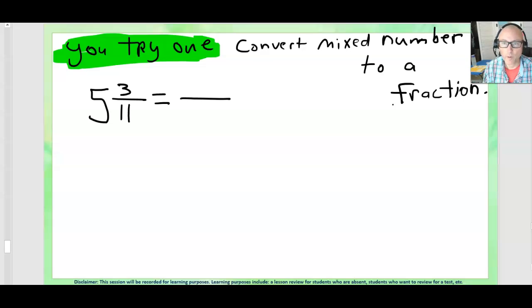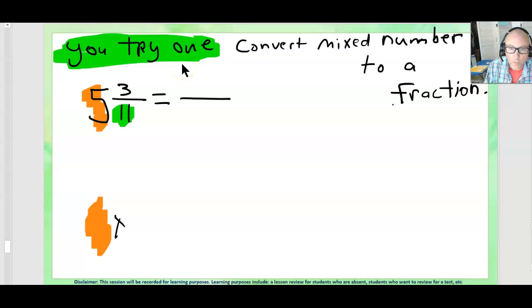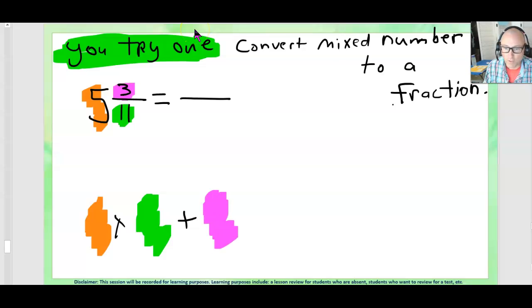All right, did you remember our formula? Whole number times the denominator. I think we did denominator in green. Plus the numerator, which we did in purple, should give us our top number. But we already know the easy part, that this is 11. So you should already have that right away. Boom, 11 stays the same.